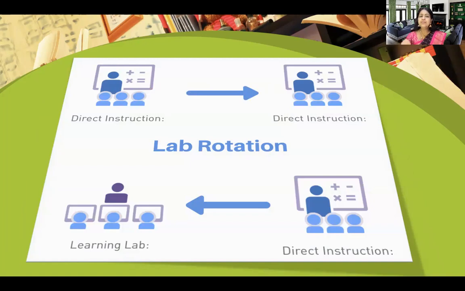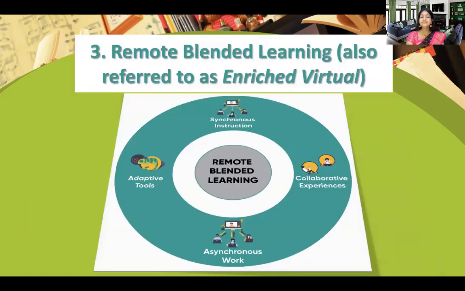And the second one is the lab rotation. The lab rotation model of blended learning is similar to the station rotation. It works by allowing the students to rotate through stations on a fixed schedule in a dedicated computer lab, allowing for flexible scheduling arrangements, with teachers enabling schools or colleges to make use of the existing computer facility.